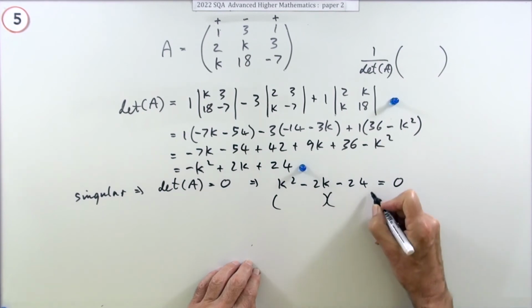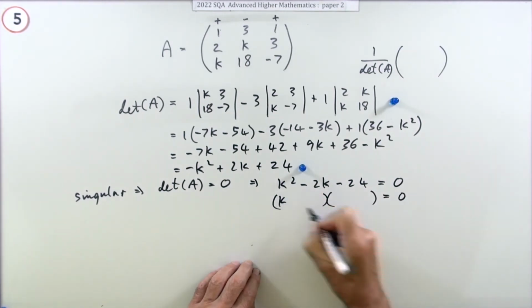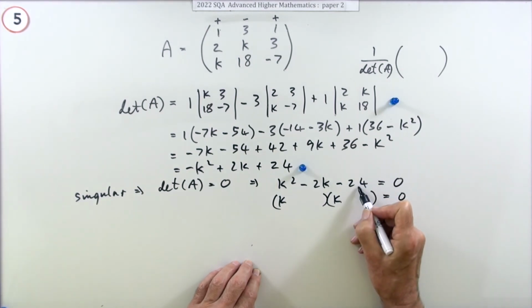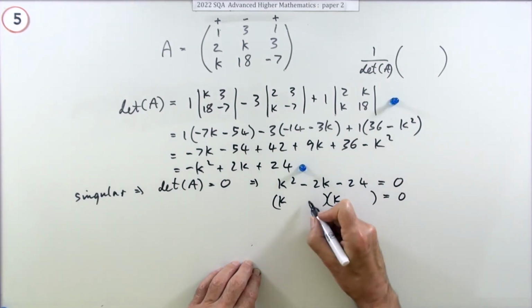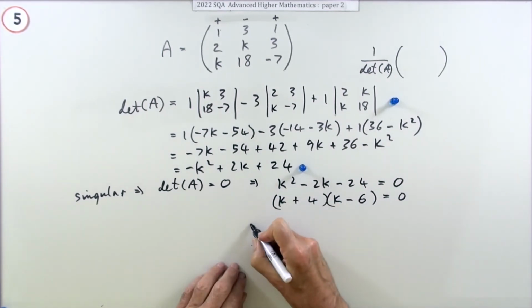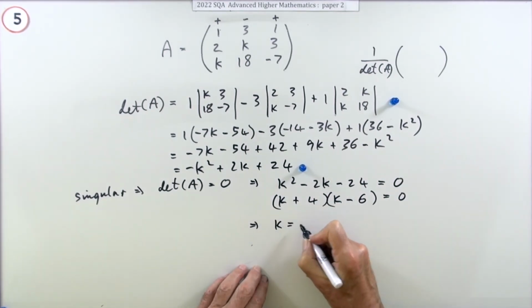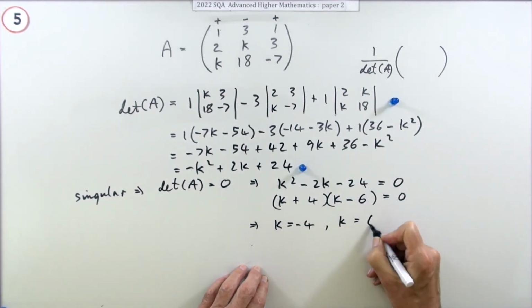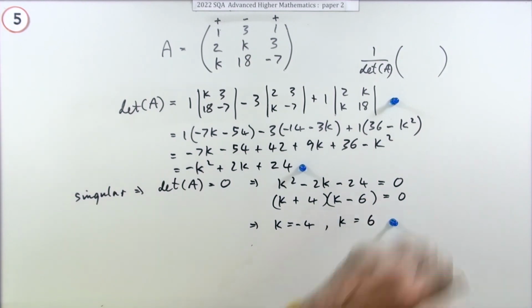Well, that's a simple little factorisation. That's k times k, so you're looking for two numbers that have a product of 24 but differ by 2, 4 and 6. That's negative, so the 6 will be negative, which means the two answers are either k is negative 4 or k is 6. That gets the last mark.